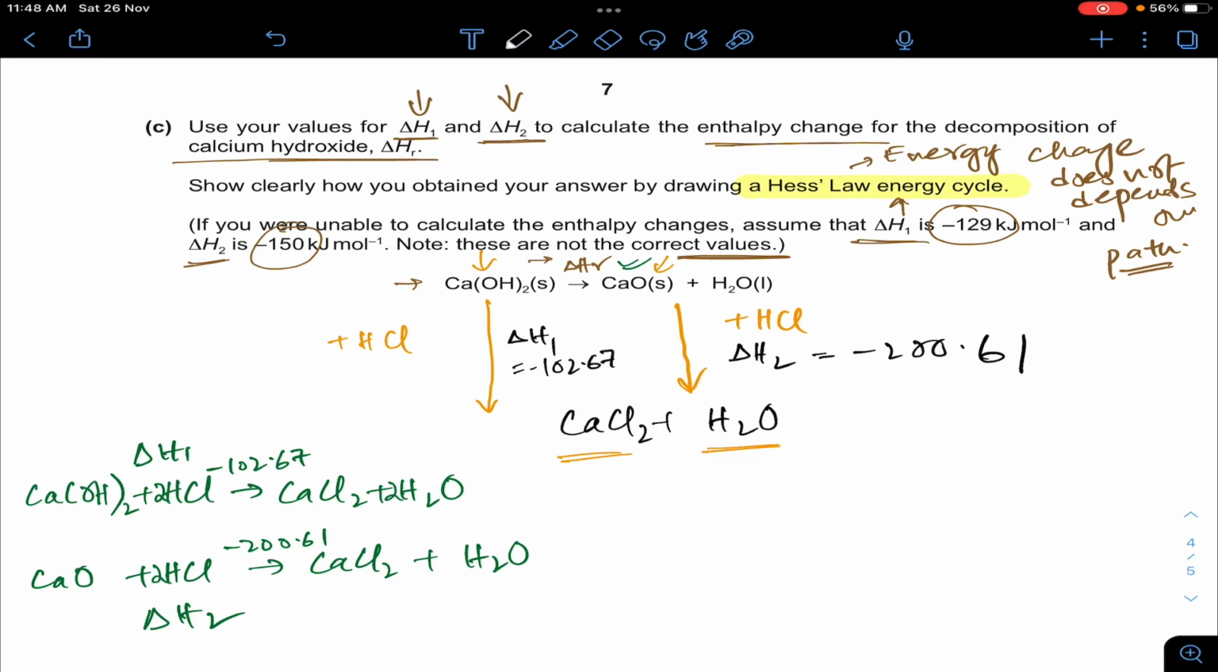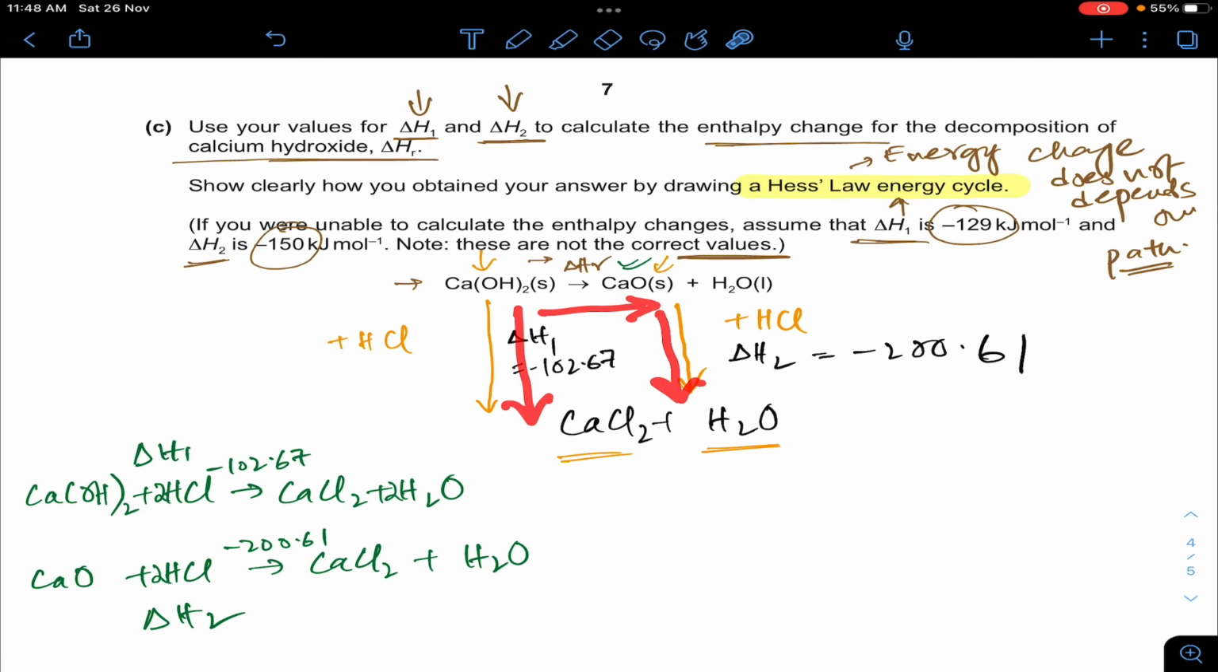This is now the energy cycle, and it says that if you just follow the arrows from this side towards this side, if we decompose calcium hydroxide into calcium oxide and then we react it with hydrochloric acid, we get calcium chloride and water. And if we react calcium hydroxide directly with hydrochloric acid, again we get calcium chloride and water. So either you do it in this single step, or you first convert it into calcium oxide and then convert it into calcium chloride. Either way you will get the same energy change.